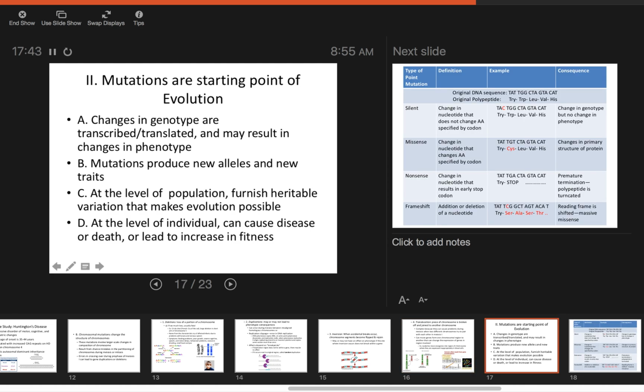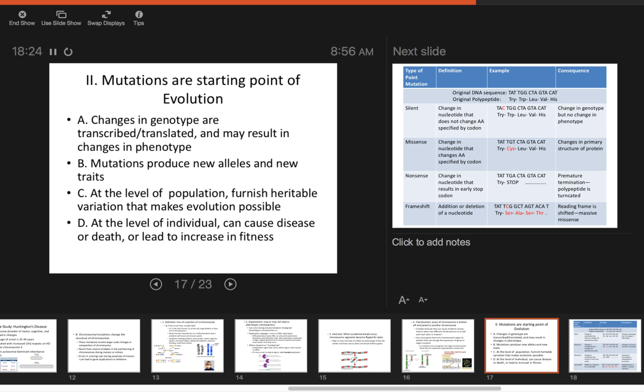All right, now I said a lot of times mutations can be bad, but they can be beneficial. And so mutations, yes, you get a change in the DNA, which could lead to a change in the phenotype. But as a result, you are producing new alleles and therefore new traits. At the population level, which is a group of the same species living in an area, it does make evolution possible. Because we have different variations, sometimes people will have an advantage over their peers. And so they will survive and reproduce and pass on. So they have a higher fitness because of that mutation, if you will.